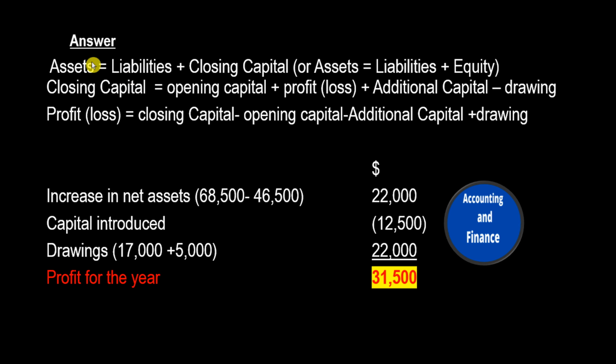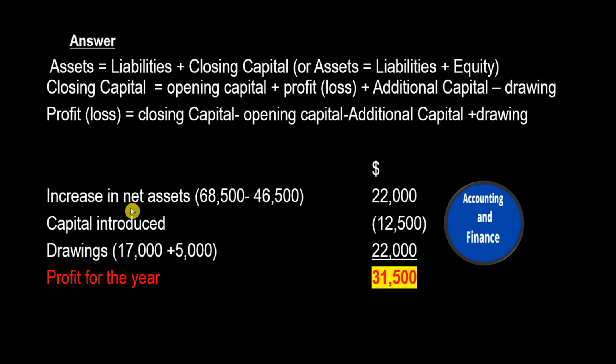Answer. Assets equals liabilities plus closing capital, or assets equals liabilities plus equity. Closing capital equals opening capital plus profit or loss, plus additional capital minus drawings. Profit or loss equals closing capital minus opening capital minus additional capital plus drawings.